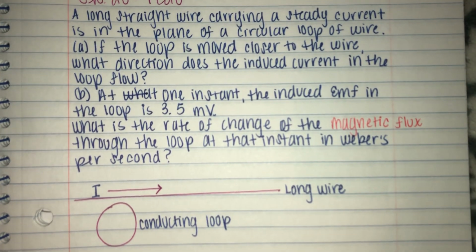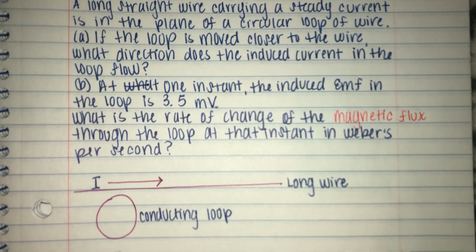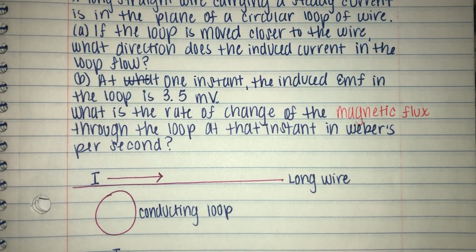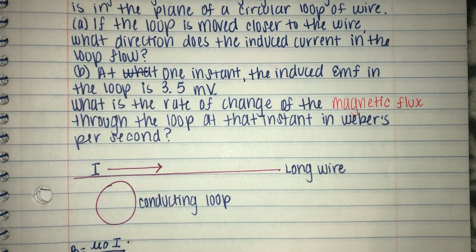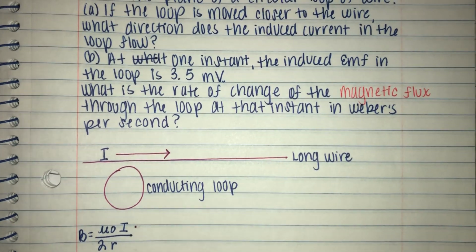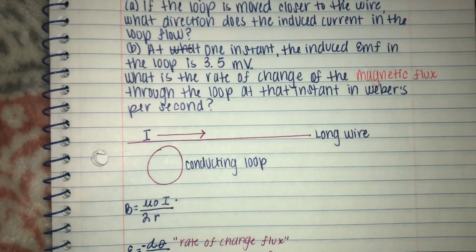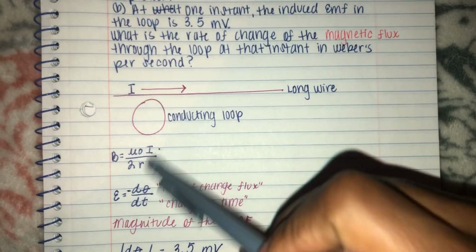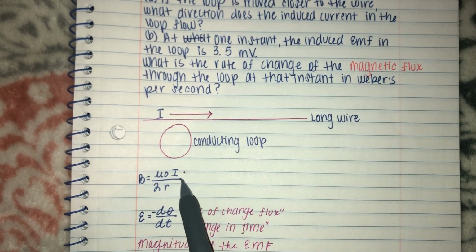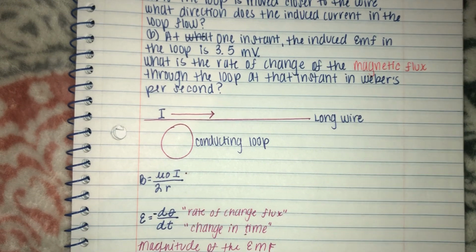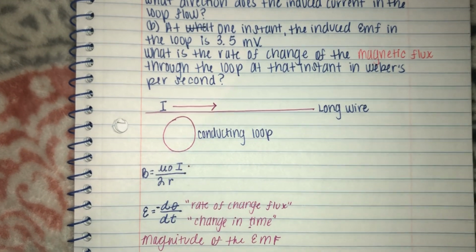And B. At one instant, the induced EMF in the loop is 3.5 millivolts. What is the rate of change of the magnetic flux through the loop at that instant in Webers per second? So the expression for magnetic field due to the wire is this equation right here. This is our magnetic permeability. This is our current, and R is the distance from the center of the loop to the point.